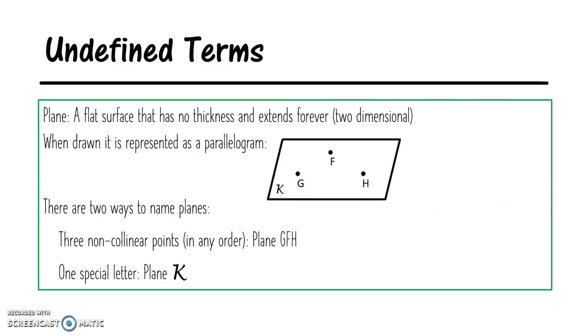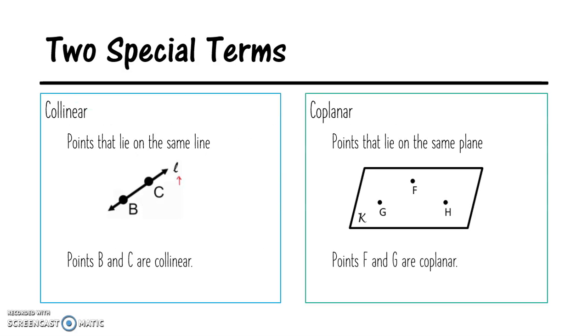Now what we're going to do is we're going to use these undefined terms to define 2 more terms. So let's take a look. The first term is collinear. That means on the same line. Notice the prefix co means together, and then linear is like line, so together on a line. So when we were naming a plane, we used the word non-collinear. That means not collinear, or points that are not on the same line. Collinear is points that are on the same line. So points B and C are collinear.